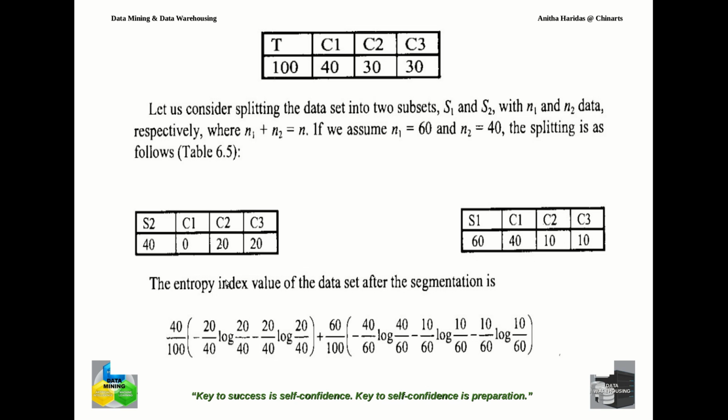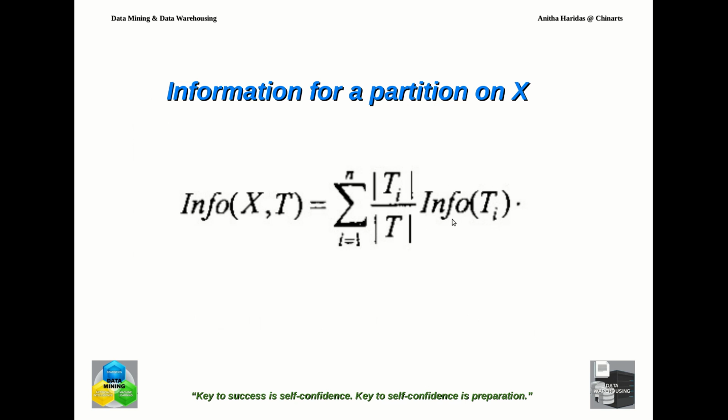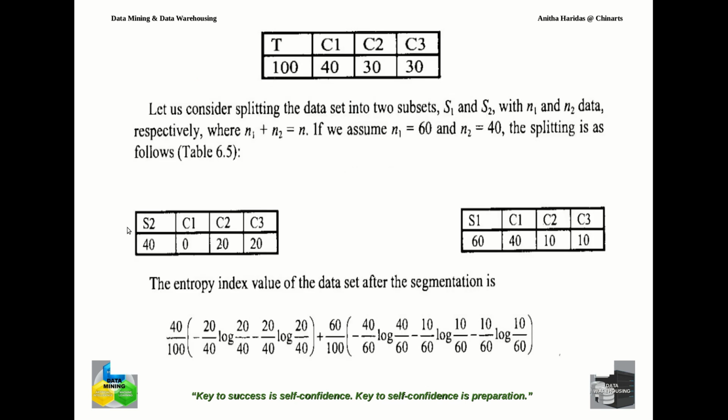Now what will be the entropy value of the data set after the segmentation, after splitting the data on the attribute X? What will be the entropy value? How do you calculate it? You have to take the info of Ti. So that means info of S2 and info of S1 is to be calculated. So this is the formula for info of S2, and this is info of S1. Correct? This is entropy of S1 and this is entropy of S2.